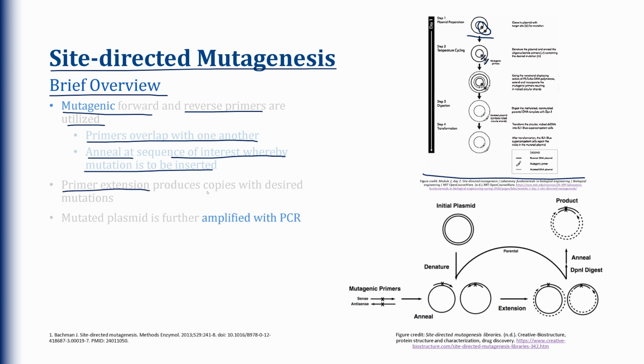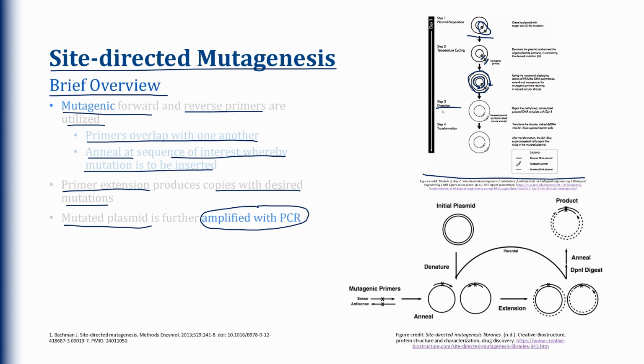Then primer extension produces copies with the desired mutations. So here you can see primer extension happening. Here on this strand of the plasmid, it's a double-stranded DNA plasmid. And here you can see another primer annealing and extension that is happening to produce another mutated copy of the plasmid. The mutated plasmids are further amplified with PCR so that you can have a lot of those plasmids. And then afterwards, digestion is going to be performed. I'll discuss that in a bit.